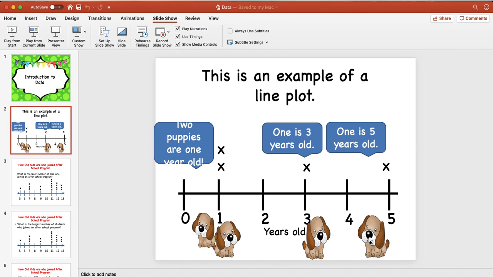That's how they graphed their data on this line plot. They saw that 2 of them were 1 year old, 1 of them was 3 years old, and 1 of them was 5 years old. So this is just an example of a line plot, and we are going to be practicing more with this line plot throughout this video.